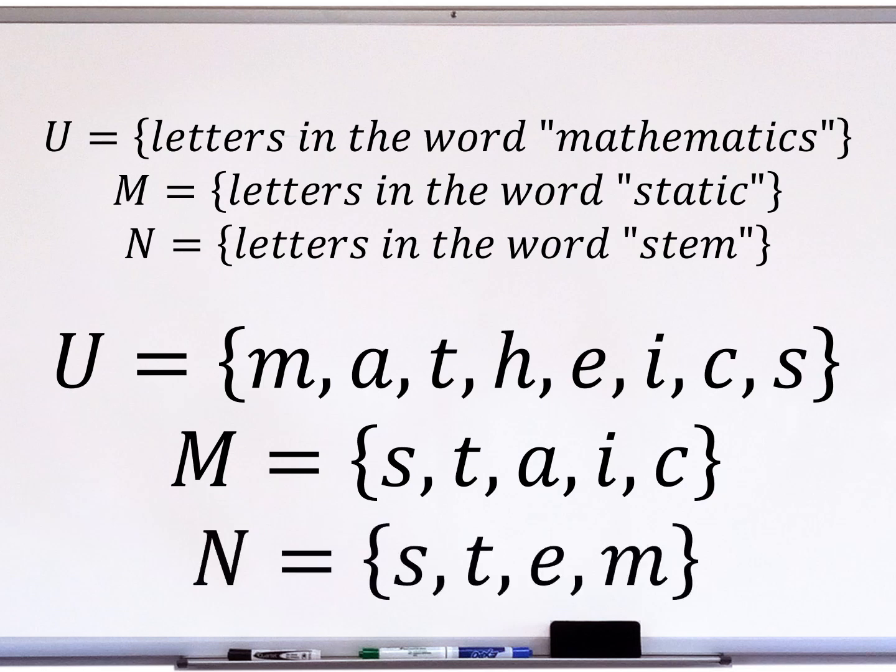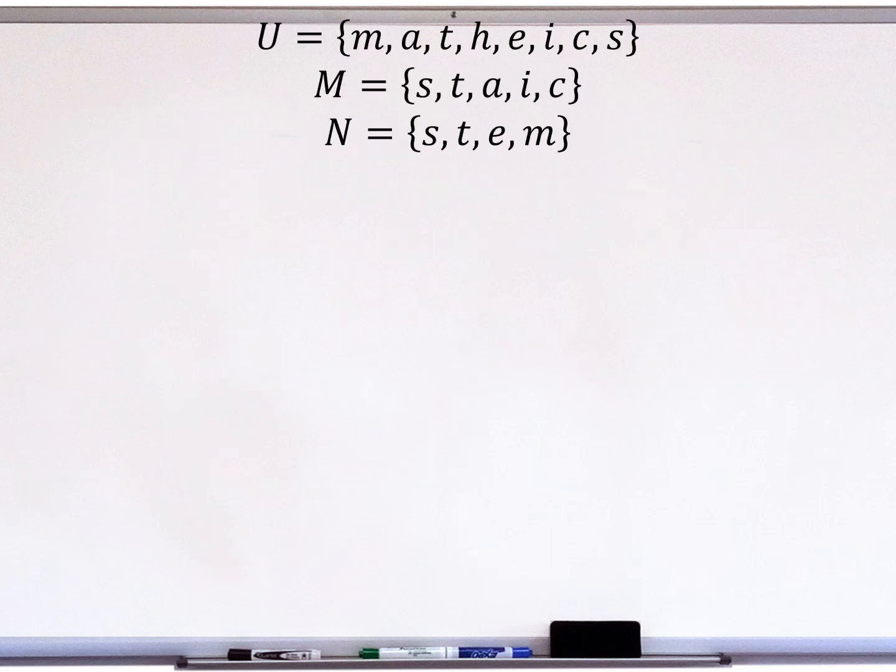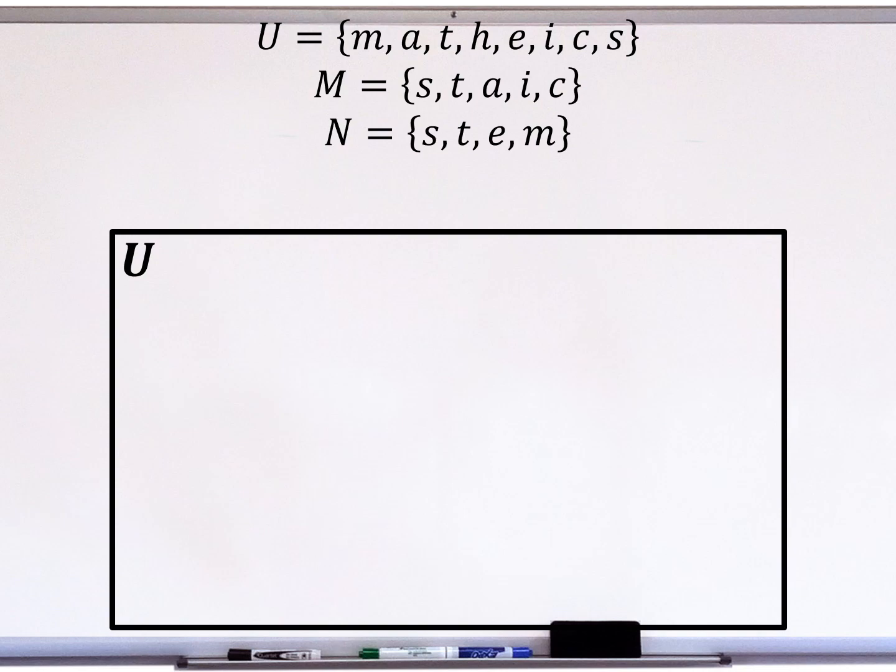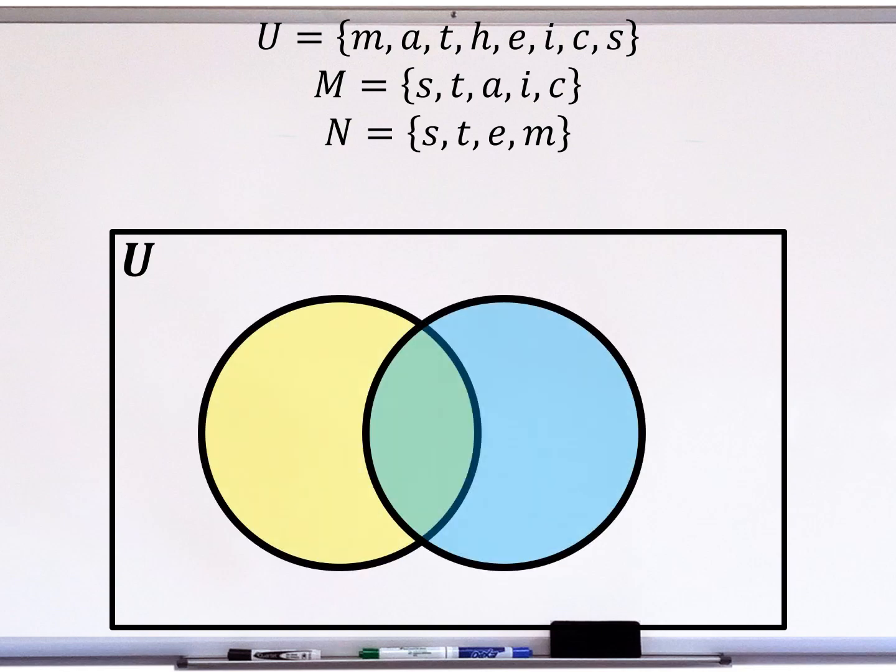And for set N, it contains the letters S, T, E, and M. Identifying or converting the given sets in roster notation, that's now the time that you're going to represent it using the Venn diagram. Again, draw a rectangular box with a capital letter U at the upper left corner of the given box. Then, you may draw two circles here.